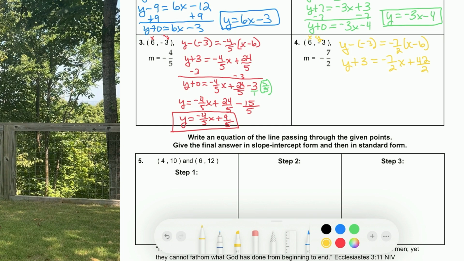I'm going to simplify that fraction at the end before I move my 3. So I'm going to rewrite this. Y plus 3 equals negative 7 halves x plus, that's going to become a 21. 42 divided by 2 is 21. Now I can subtract my 3. And I end up with y plus 0 equals negative 7 halves x plus 18. So my equation of a line is y equals negative 7 halves x plus 18.